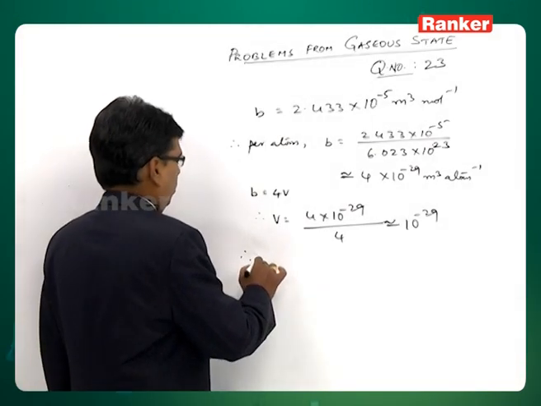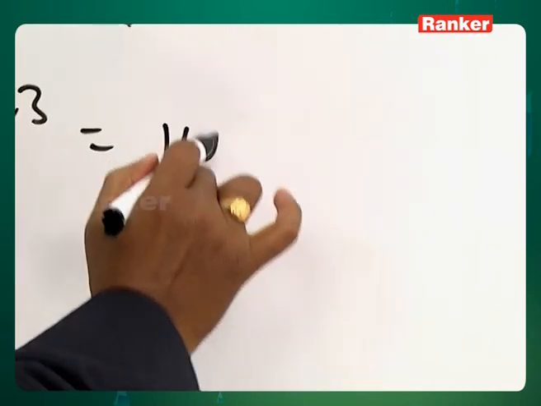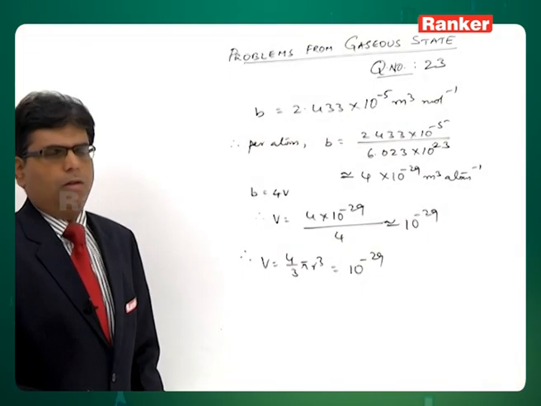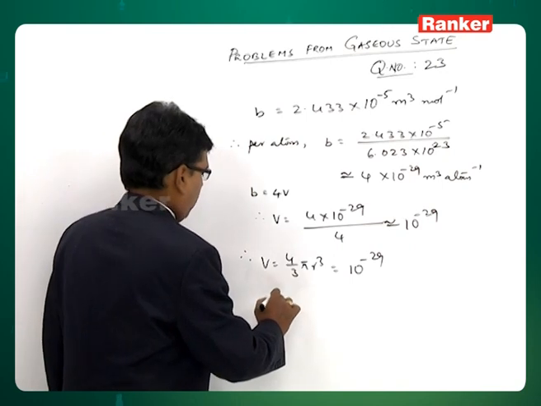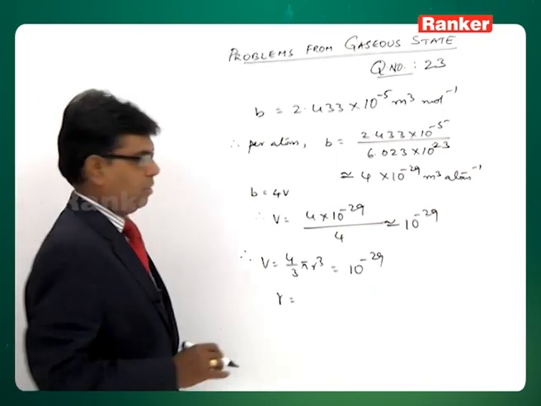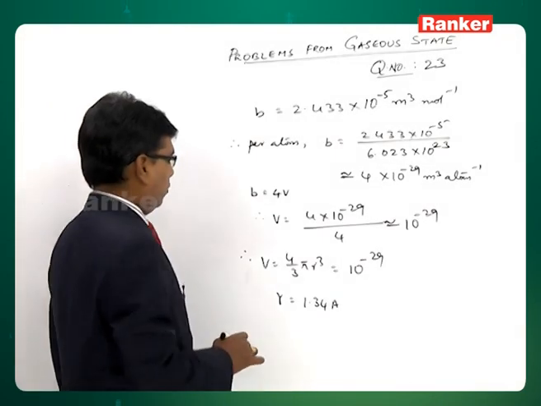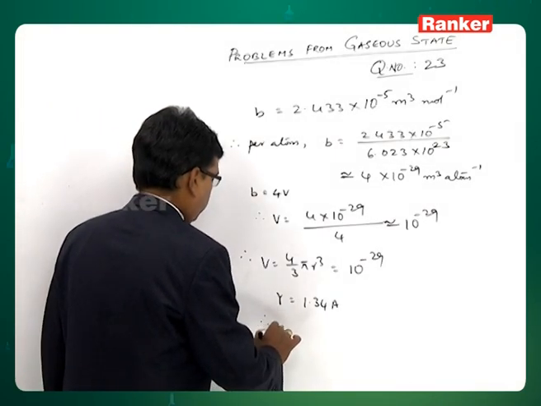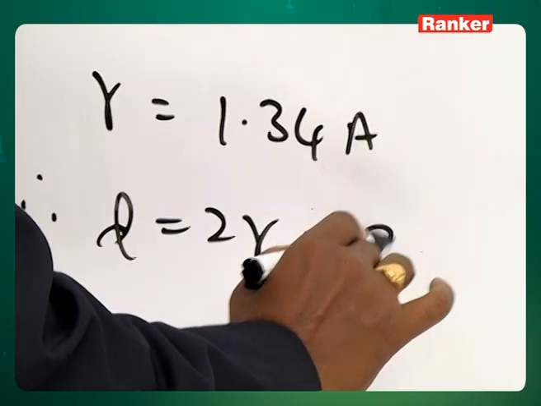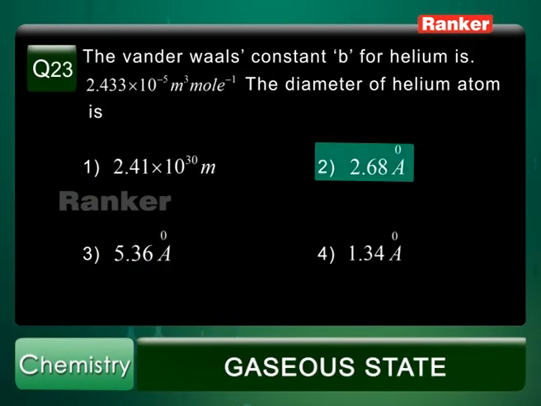Now, V is equal to 4 by 3 pi r cube, that is equal to 10 power minus 29. From this, if you calculate, you will get r approximately as 1.34 angstroms. But the question asked is the diameter. So diameter is equal to 2r, that is equal to 2.68 angstroms. So the correct answer is the second option, 2.68 angstroms. So this is what the derivation is.